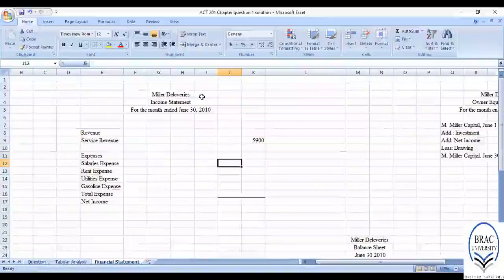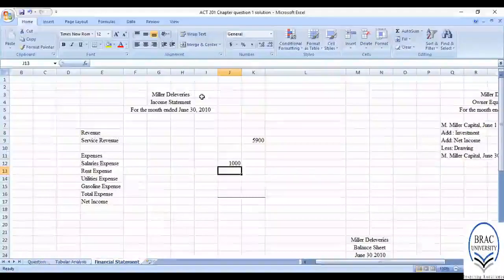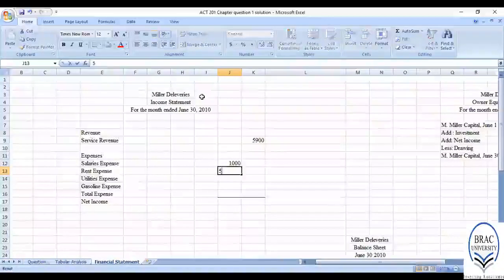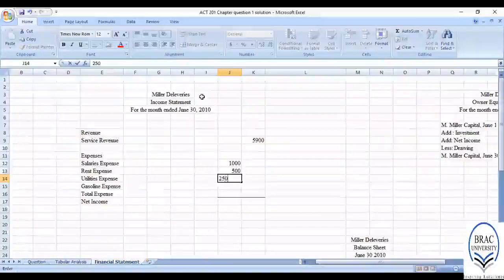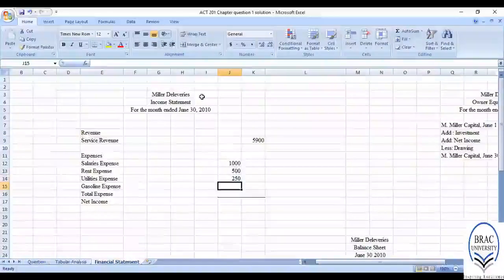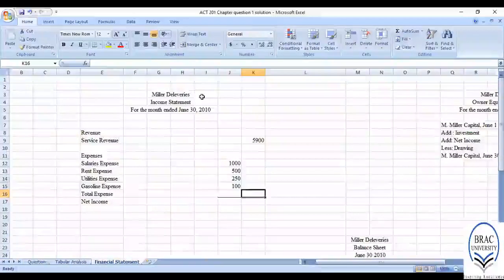Now, let's come to our expense section. Miller Deliveries has some expenses. Let's start with salary expense. The salary expense is worth $1,000. Then the rent expense is worth $500. The utility expense is worth $250. And then the gasoline expense is worth $100. When we add these expenses, the total comes out as $1,850.